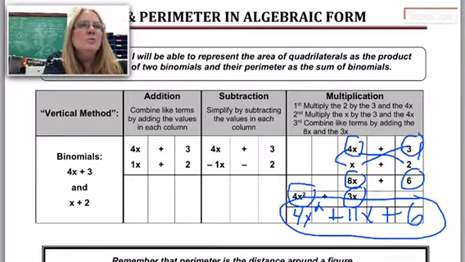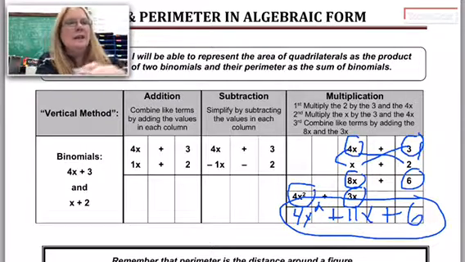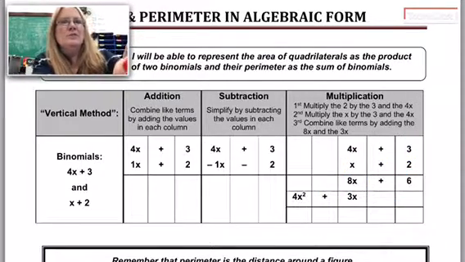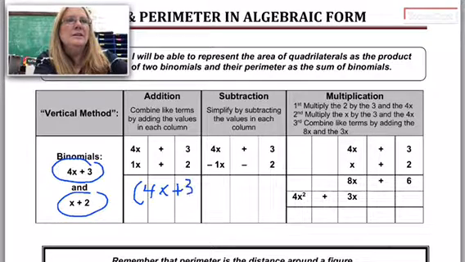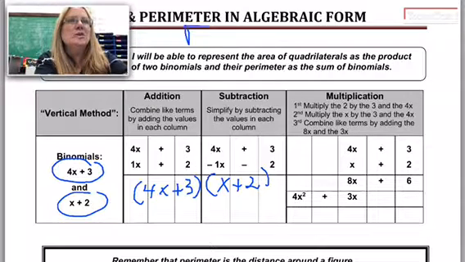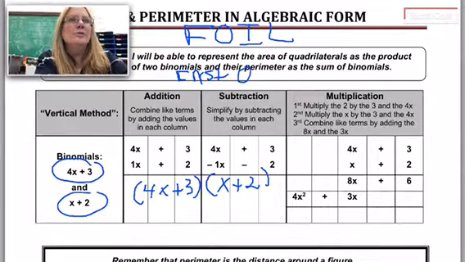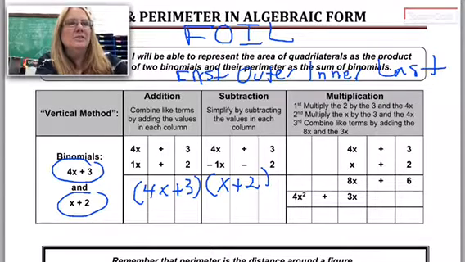Most of the time we teach a process called FOIL, and so let's look at that one here, and however you want to do it is fine. So if I'm going to multiply these two binomials together, I'm just going to write it here, 4x plus 3, and then multiply by x plus 2, and I'm going to use the process called FOIL, F-O-I-L, which stands for first, outer, inner, and last.